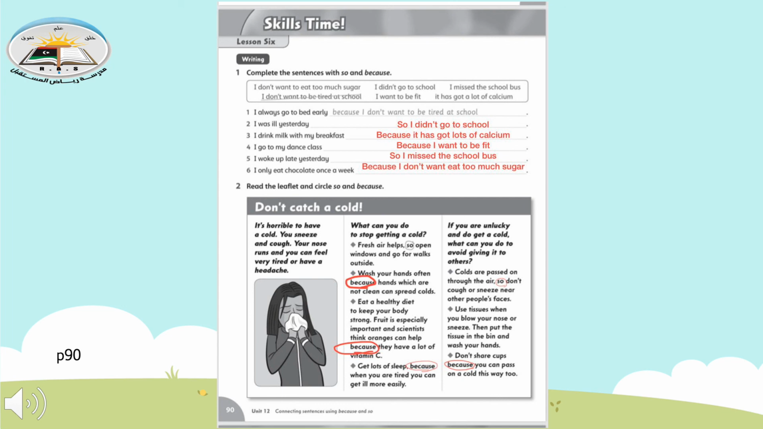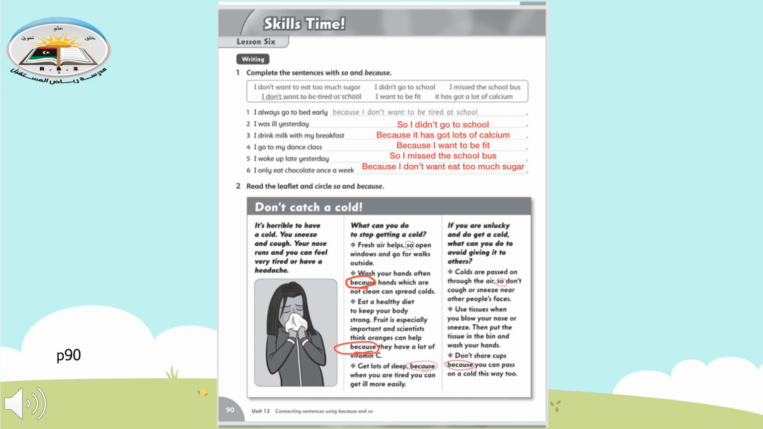Fresh air helps, so open windows and go for walks outside. Wash your hands often because hands which are not clean can spread colds. Eat a healthy diet to keep your body strong. Fruit is especially important, and scientists think oranges can help because they have a lot of vitamin C.